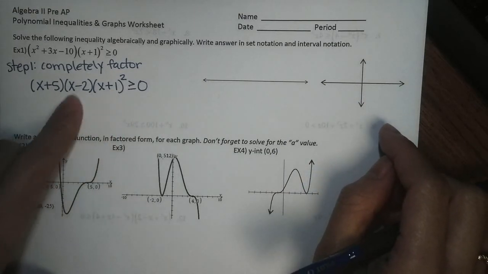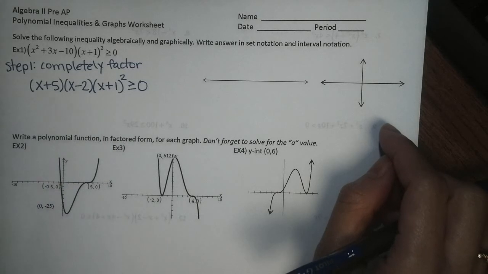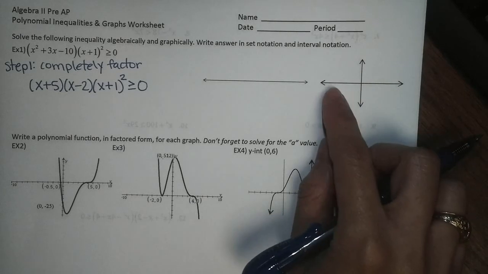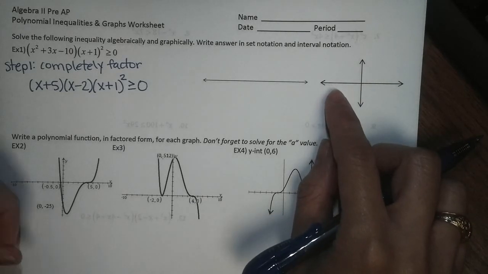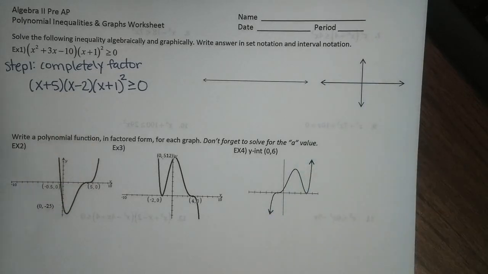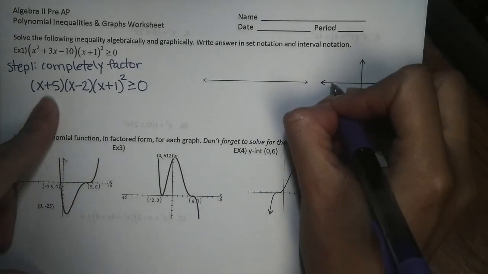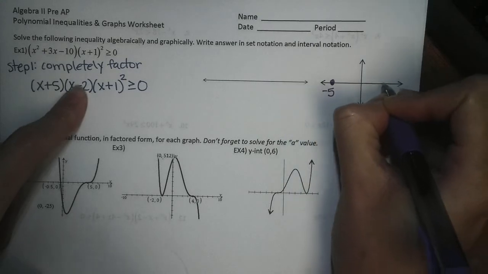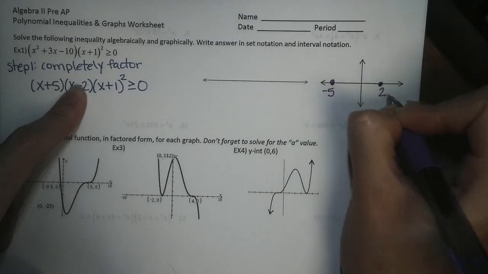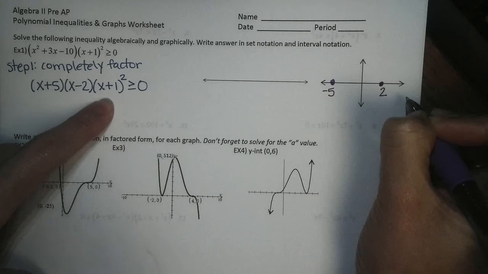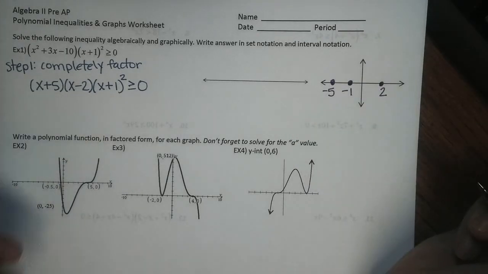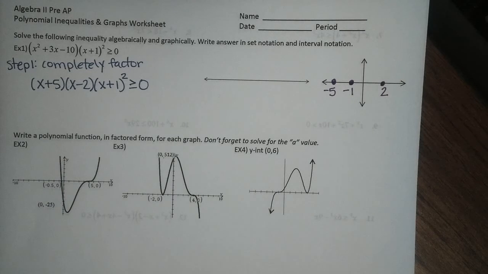The way you graph the polynomial that is in factored form is by graphing the roots and graphing the end behavior. So let me graph the roots. -5, +2, -1. So I've graphed the roots.